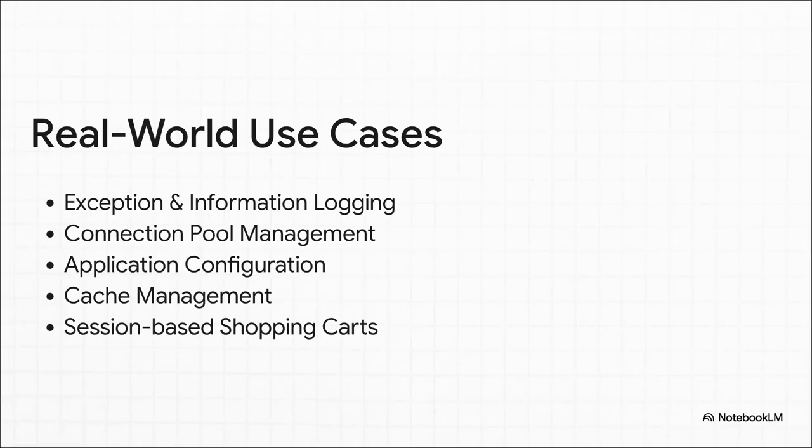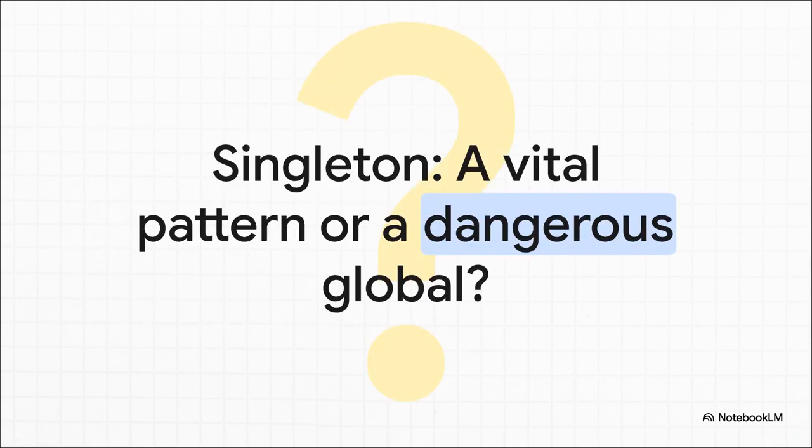We've already touched on a few of these, right? A single logging service is the classic example. Managing a pool of database connections is another huge one, where one single object has to control access to a limited resource. The same idea applies to managing your application's configuration, or an in-memory cache, or even a user's shopping cart during one session. In all of these situations, having a single, coordinated point of control isn't just a nice-to-have, it's absolutely essential.